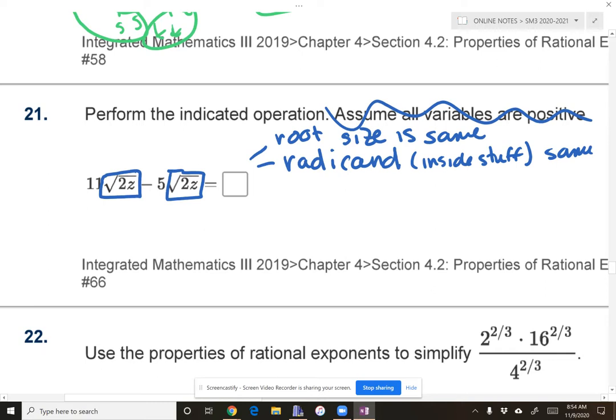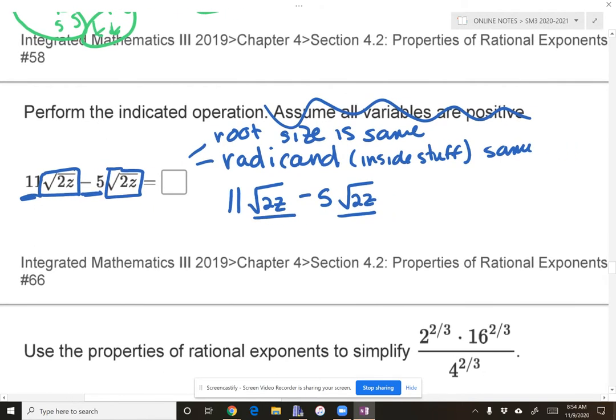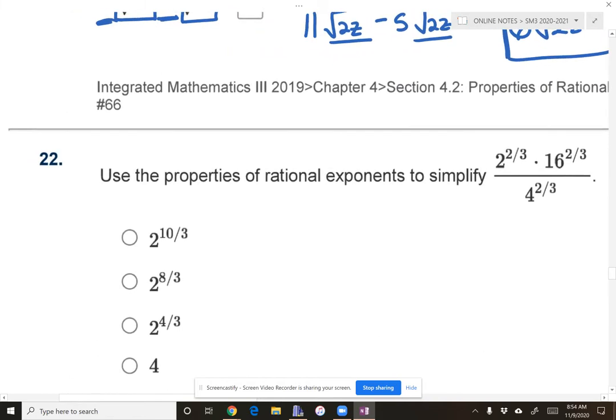So what happens when we do that is we just worry about the outside numbers. So we have 11 square roots of 2z minus 5 square roots of 2z. We're going to ignore the roots for a second, and 11 minus 5 is 6 square roots of 2z. It's like 11 apples minus 5 apples, I get 6 apples, okay? They look messy, but they're really, really simple. We just can't overcomplicate them. The next one, that was 21.